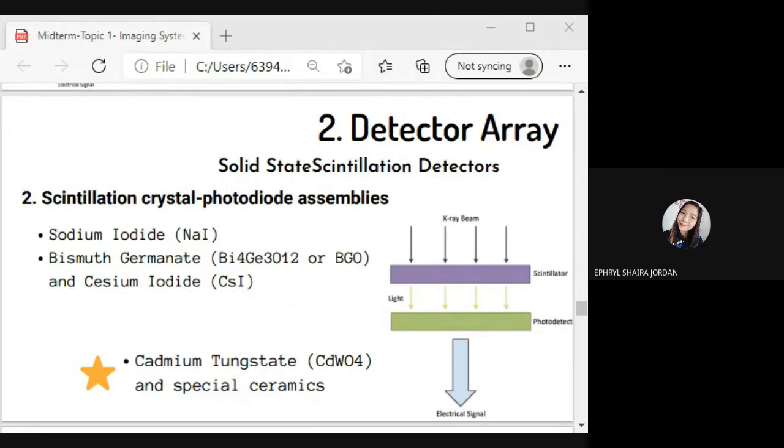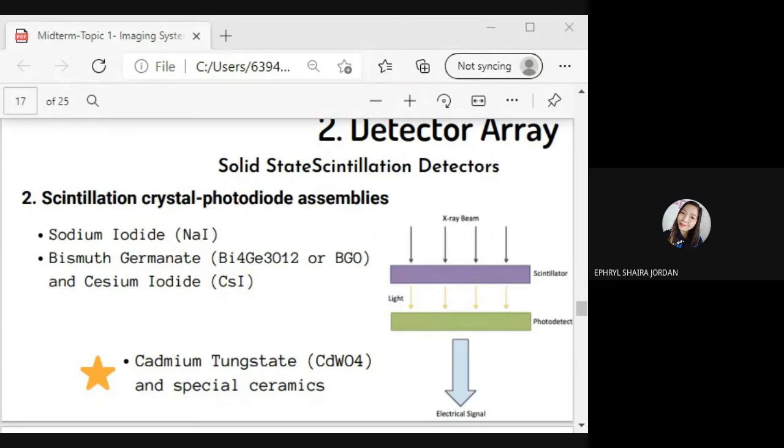The first crystal used in earlier times was sodium iodide, or NaI. Sodium iodide was quickly replaced by bismuth germanate and cesium iodide. But now, the current crystals of choice, usually present in current CT imaging systems, are cadmium tungstate and other special ceramics. This is now the crystal of choice.